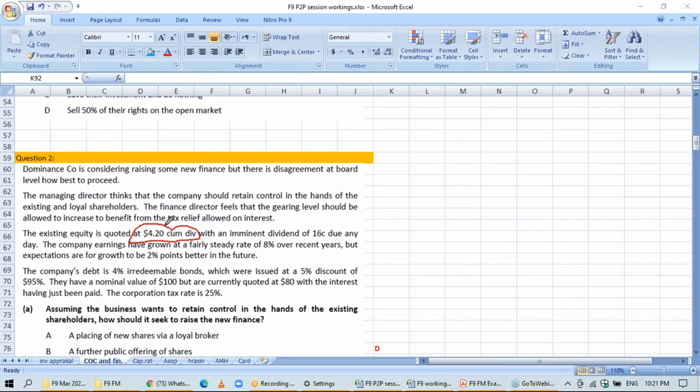So cum dividend price includes the dividend as well. Cum means including, ex dividend means after paying off the dividend. Once the dividend is paid, the expectation of people that the dividend will be paid goes away, so ultimately the price goes down, right? So the existing equity is quoted at 4.2, and they say the imminent dividend means the immediate dividend which will be paid right now.